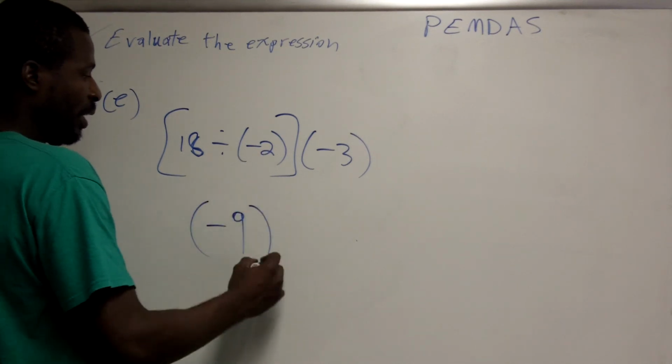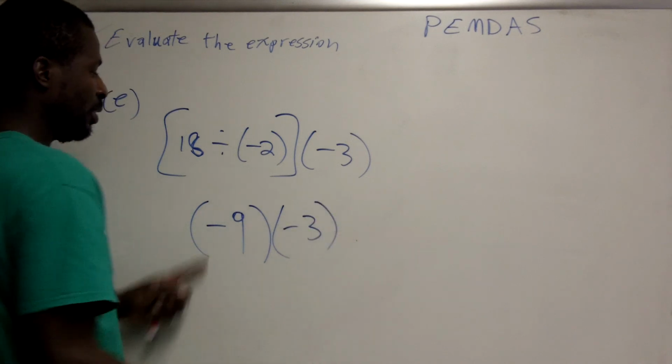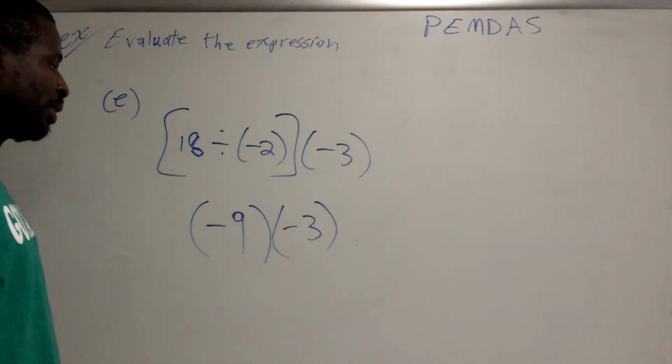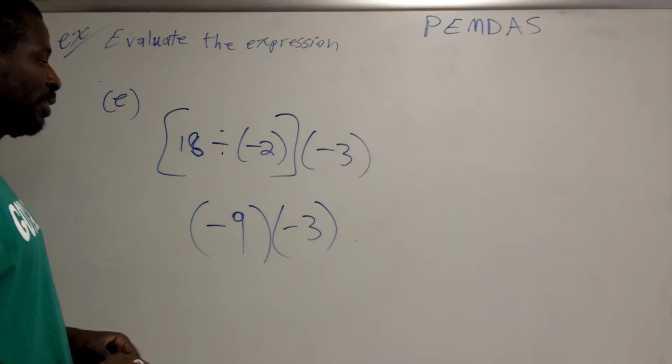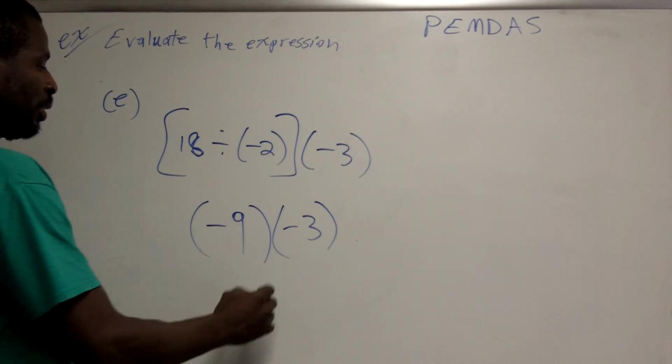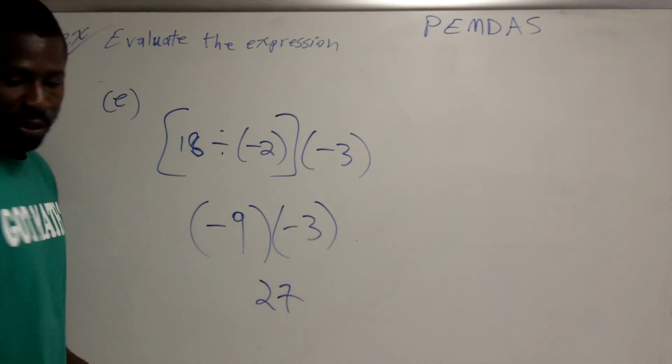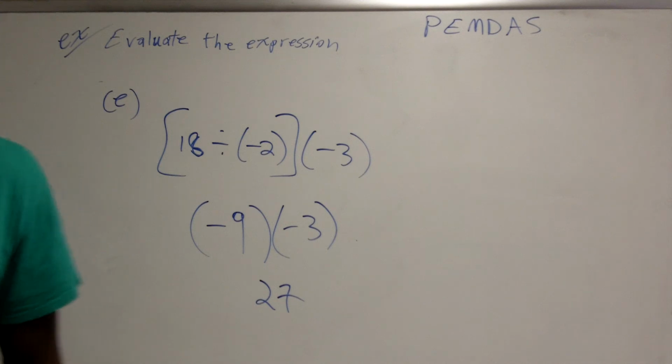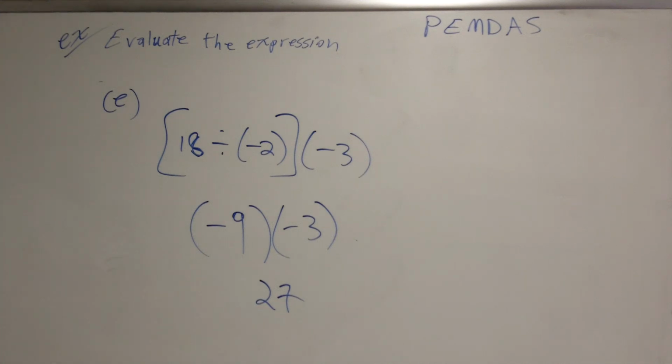Then it's going to be negative 9 times negative 3. Well, these two have the same sign. Same sign means we have a positive answer, and 9 times 3 is 27. So we're going to have problems where we're going to be looking at the products, sums, differences, and quotients of integers, and also problems where we're going to have to follow the order of operations.